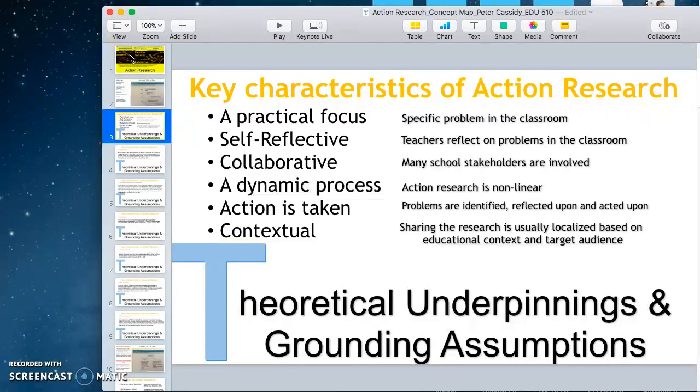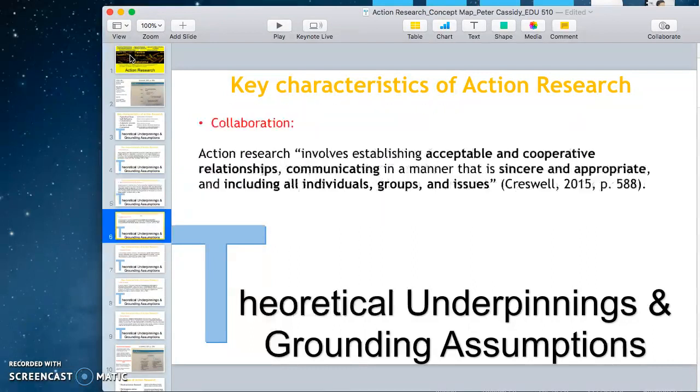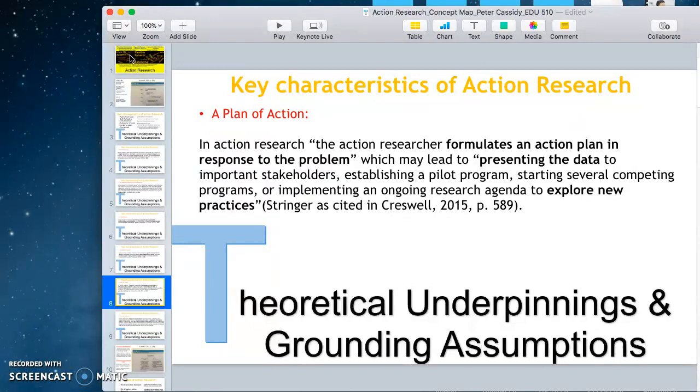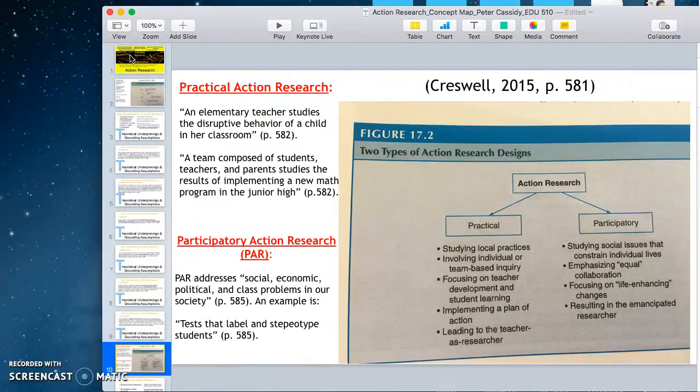And it's contextual. It's usually in the classroom for teachers. Also, sharing this research, you're sharing it with a specific audience that you have determined can take this research and enact change in their context. So, it is very contextual as well. What I've done on these slides, take a look. I've just illustrated the statements that I just made with citations from the Creswell text.